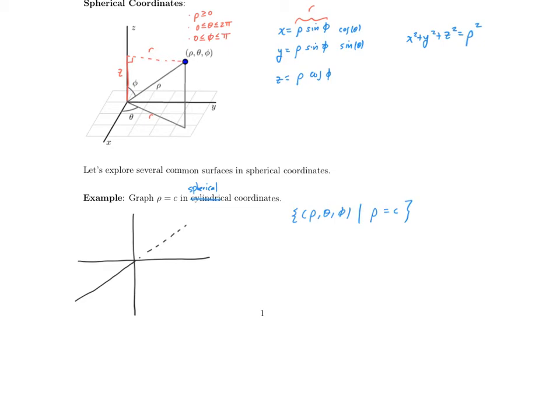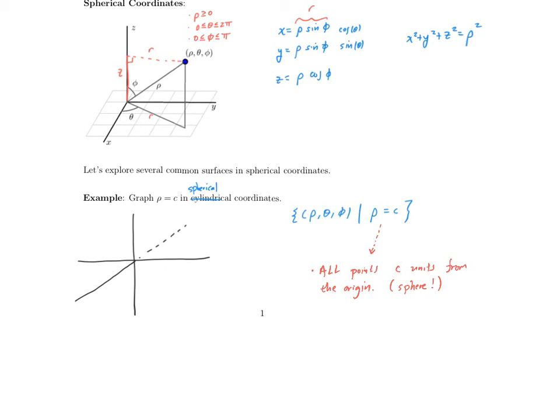And recall what rho actually measures. It measures the distance we are away from the origin. So theta, phi, they can be anything, but rho is always this fixed constant c. So in words, this would be all points c units from the origin. And I'd like you to think about this for just a quick moment. What surface would really represent all points some fixed distance away from the origin? And if you said a sphere, I agree.